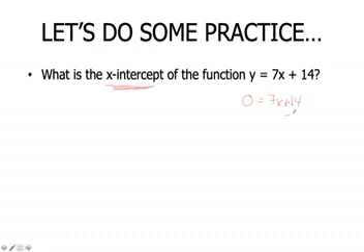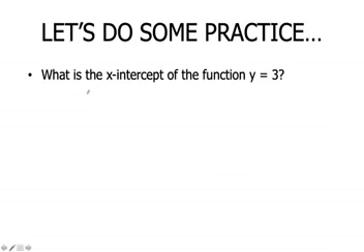And then I'm going to subtract 14 from both sides. There we go. And that gives me negative 14 equals 7x. So now I'm going to divide both sides by 7. And that leaves me with x equals negative 2. So the x-intercept of this line is negative 2. Put differently, as a point, that's negative 2, 0.